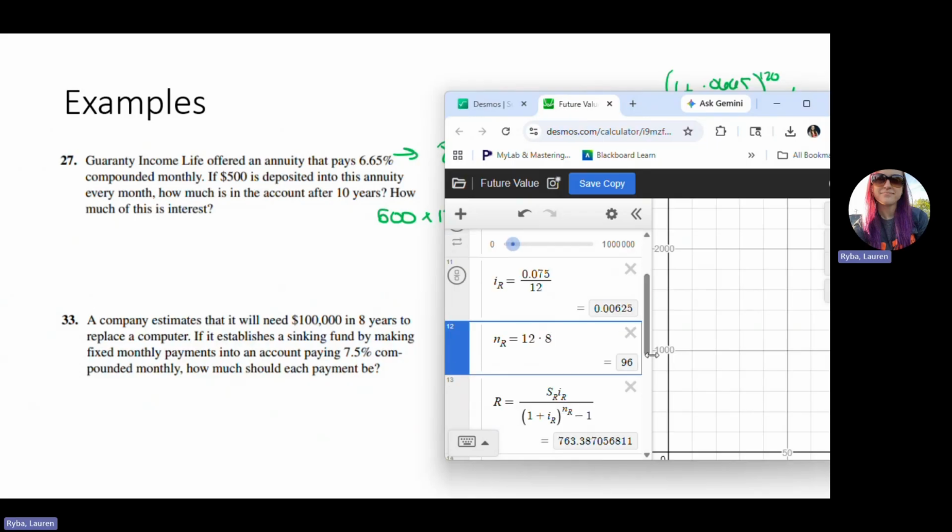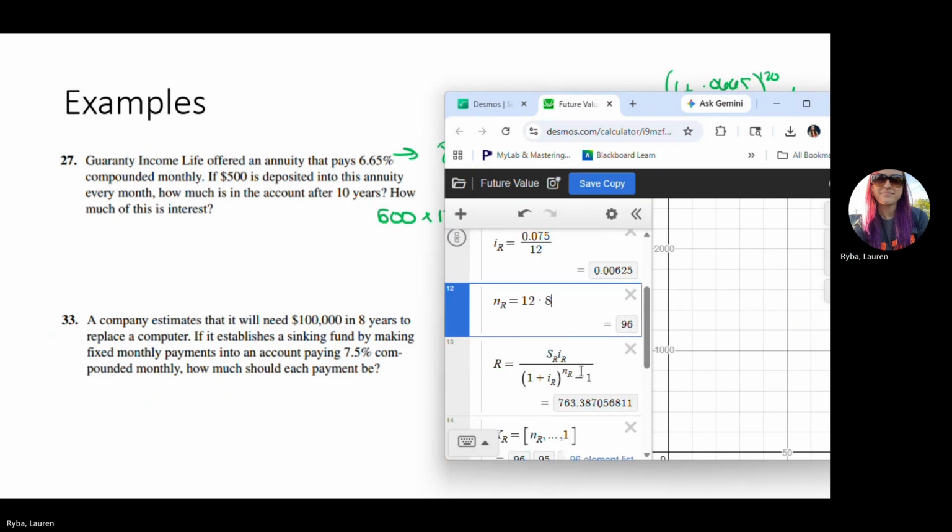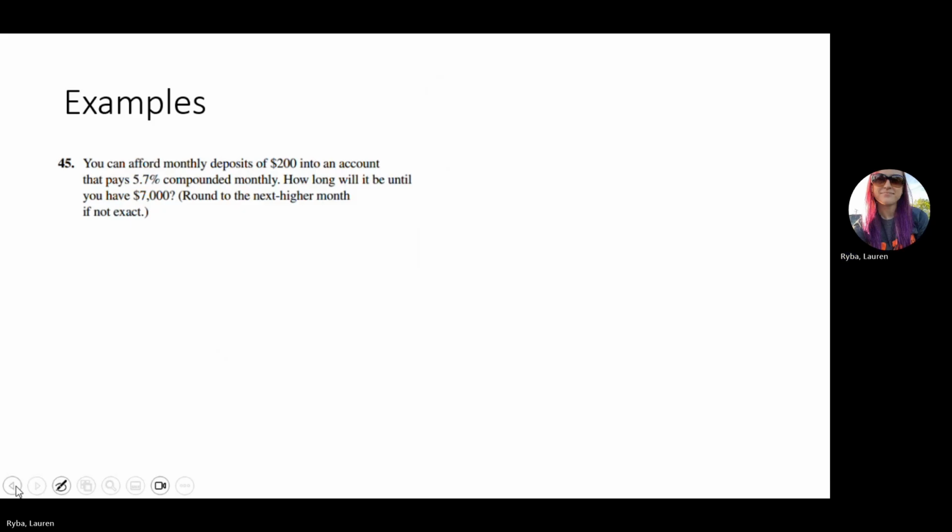And you'll see here, this is the payment formula. It takes your future value times the interest, all over 1 plus interest raised to the power, minus 1. That means the monthly deposits need to be $763.39.